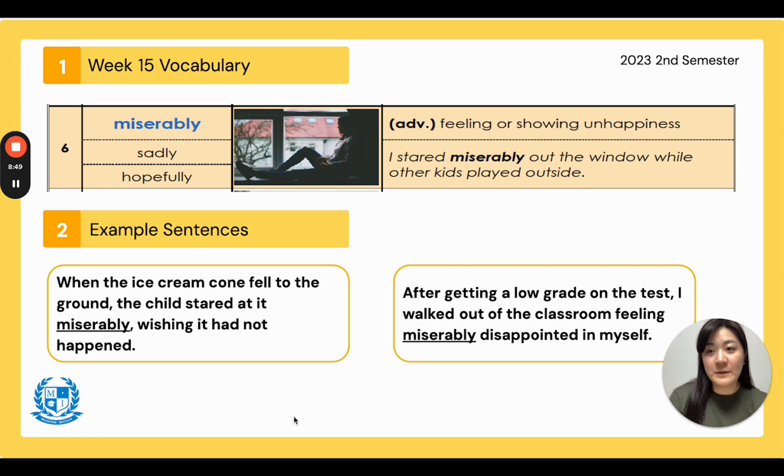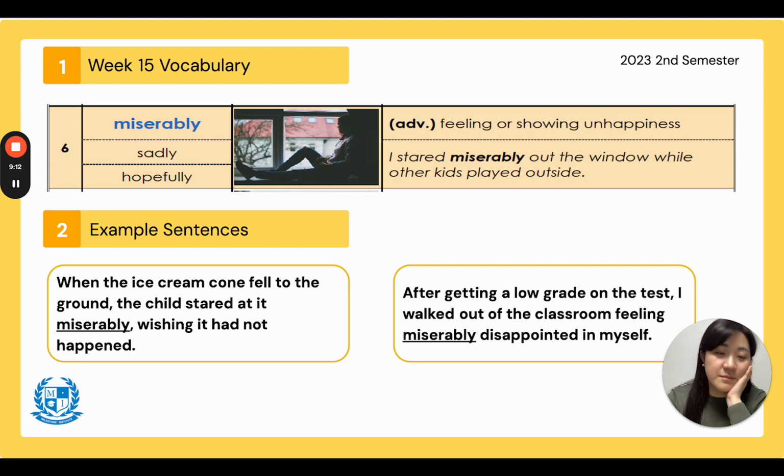Number 6, everyone say miserably. Miserably. L-Y, which is adverb. Very good. And both antonym and synonym end with L-Y as well. Synonym is sadly, and the antonym is hopefully. And the definition says feeling or showing unhappiness.